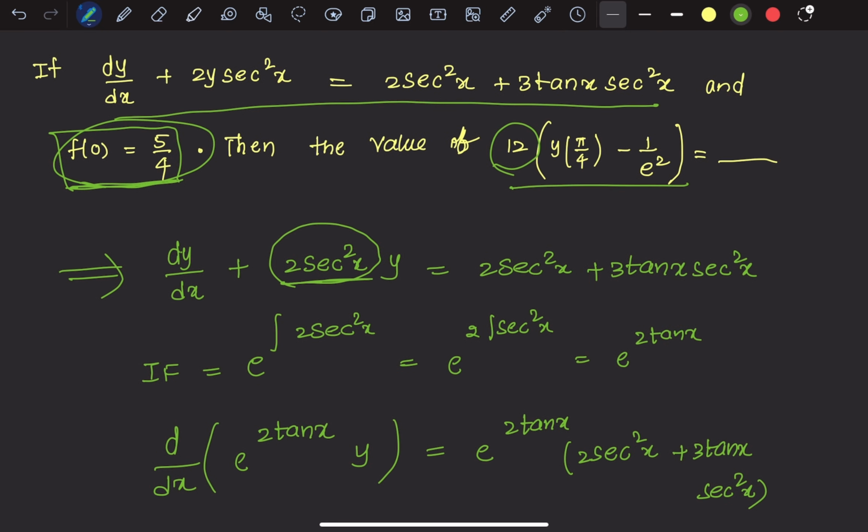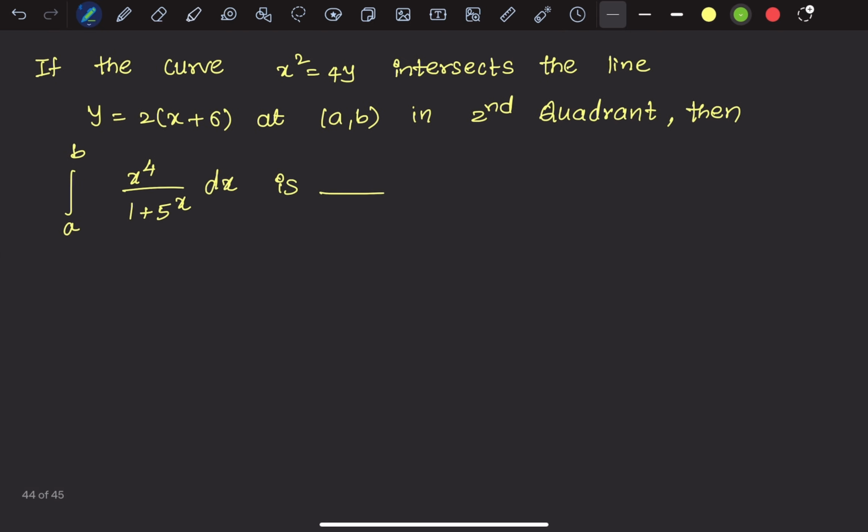So let us proceed to the next question. This question is from the topic integrals and conic sections. You have a parabola given, x square is equal to 4y. It intersects the line at a point a comma b in the second quadrant. Then you have to evaluate the value of this particular integral.